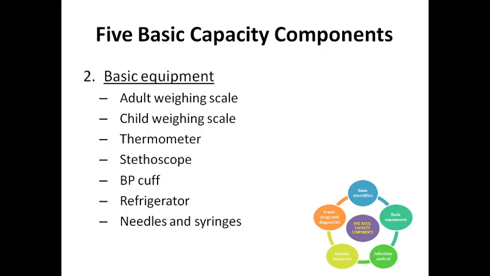Another part of the core of this basic capacity would be having the basic equipment. So this would include your adult and pediatric weighing scale, thermometer, stethoscope, BP cuff, refrigerator for your vaccines, and then needles and syringes for you to deliver your vaccines and other medicines. So again, these are basic equipment that the health facility should have.